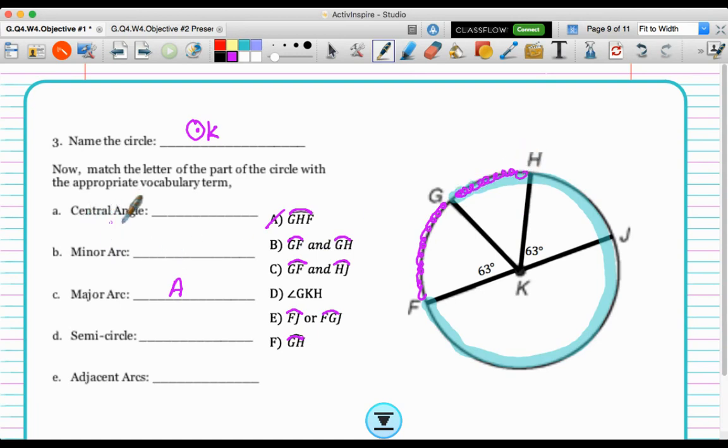Let's see, what do we have? They're not central angles. I mean, they are minor arcs, but it just says minor arc. They're definitely not a semicircle. Are they adjacent? Well, adjacent means next to. Yep, so they must be adjacent. We're going to put B there.